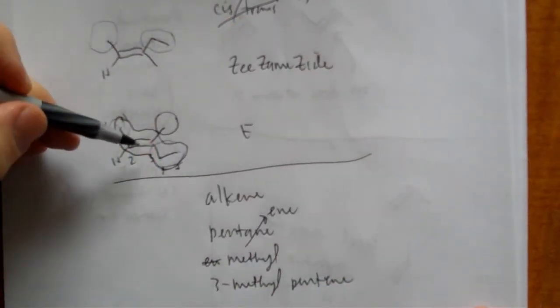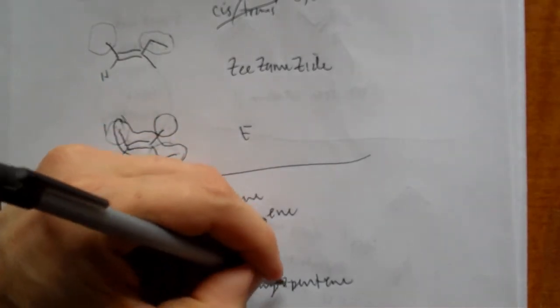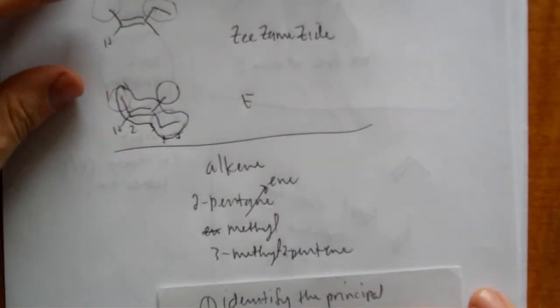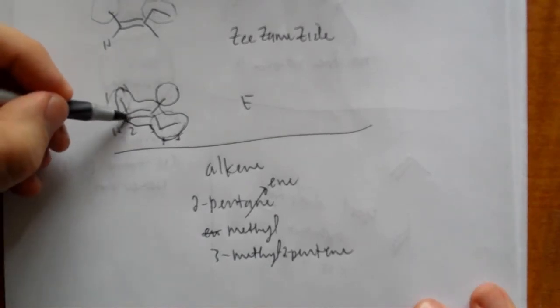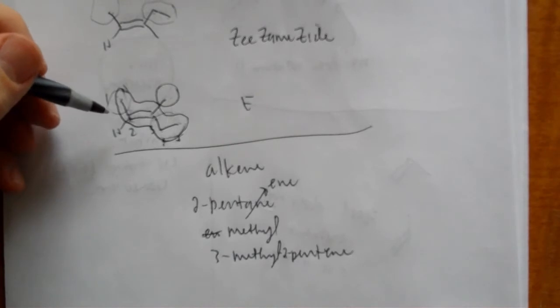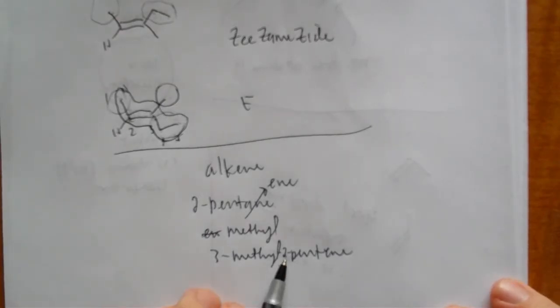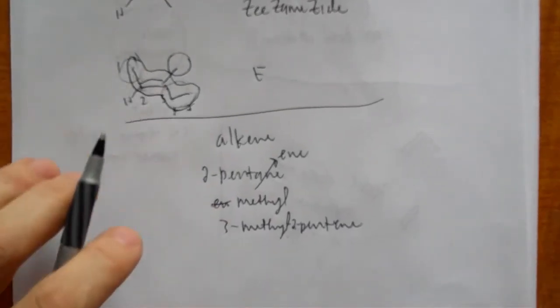pentene. But you know what? We never said where the double bond was. All right, so the double bond is at the 2 position, so it's 2 pentene. 3 methyl, 2 pentene. All right, really, the double bond is at the 2, 3 position, right? It's between carbons 2 and 3. But since you know that the other carbon is going to be immediately following it, you only name the first carbon. So it's 3 methyl, 2 pentene.